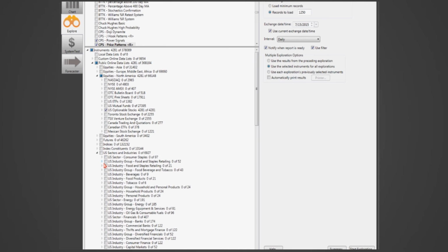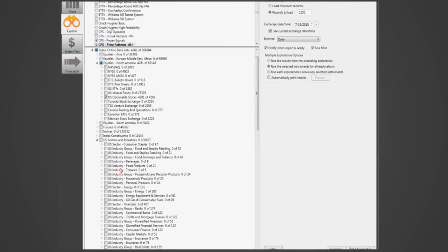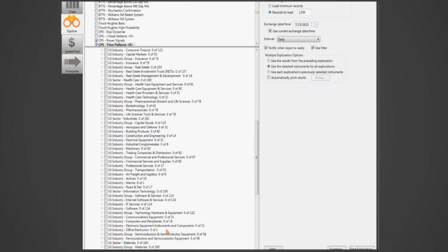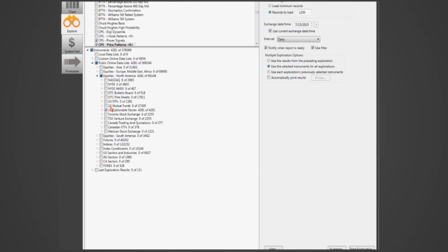If you click on this U.S. sectors, it's going to have all the sectors and industry groups here. So you just find the sector you want to scan against. But there's a lot of lists. So if you're looking for something a little bit different, like sectors, or just "I don't care about stuff that isn't optionable, show me the optionable ones," you'll be able to do it.